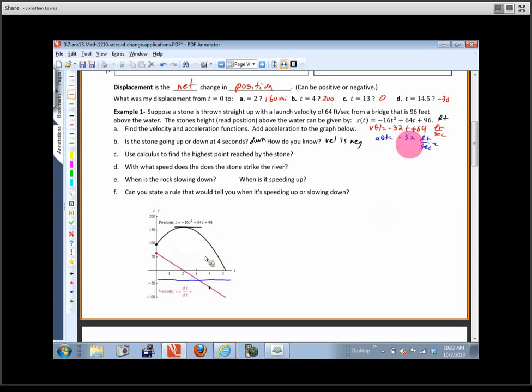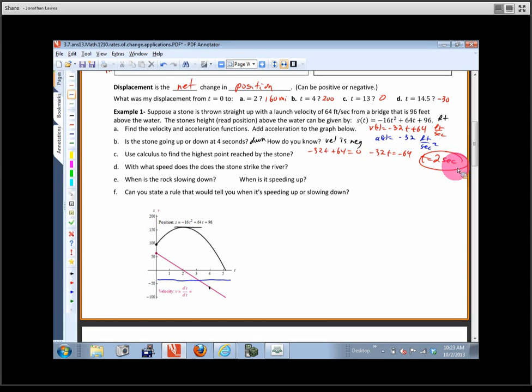So all we're going to do here is find where the velocity equals 0. So we'll take negative 32t plus 64, set that equal to 0. So negative 32t equals negative 64. I get t equals 2 seconds. That's when it reaches its highest point. That's the time at which it reaches its maximum point and starts falling back down.